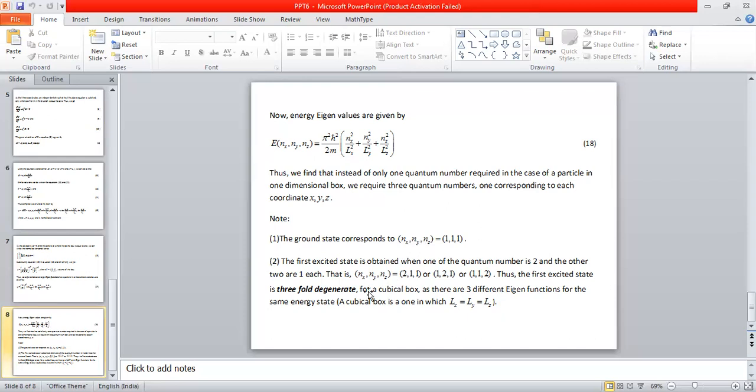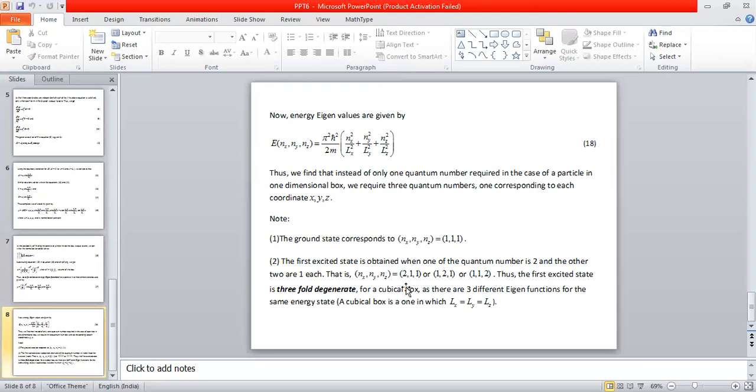For example, if I go for the pair nx, ny, nz equal to 2, 1, 1, where nx is equal to 2, ny and nz are 1. Or it is also possible that nx and nz are 1 and ny is 2. Or it is also possible that nx and ny are 1 and nz is equal to 2. So these are the next possible states, for which the first excited state has the same energy.